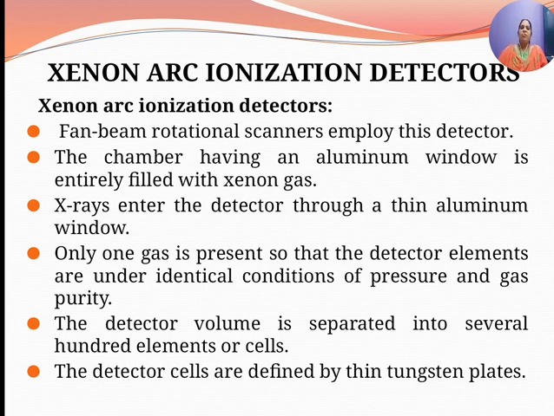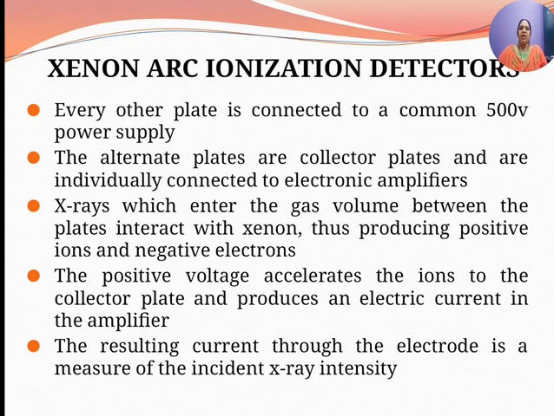The detector volume is separated into several hundred elements or cells. The detector cells are defined by thin tungsten filaments. Every other plate is connected to a common 500 volt power supply. The alternate plates are collector plates and are individually connected to electronic amplifiers.